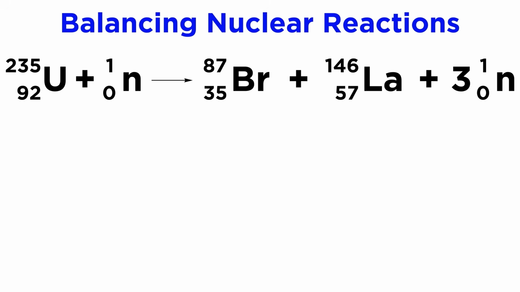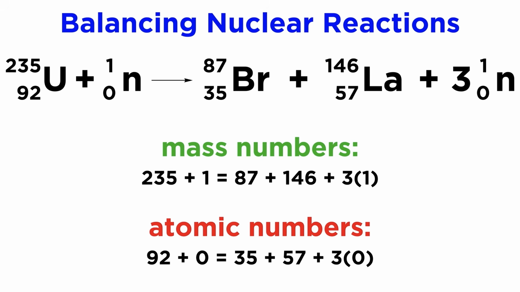Additionally, looking at this reaction, we see that if a uranium-235 nucleus is bombarded by a single neutron, it will split up into a bromine-87 nucleus, a lanthanum-146 nucleus, and 3 other neutrons. Again, the masses and the charges are balanced. So remember that when writing nuclear reactions, we need both the mass numbers and charges to add up to the same value on both sides of the equation, just like these 4 examples.